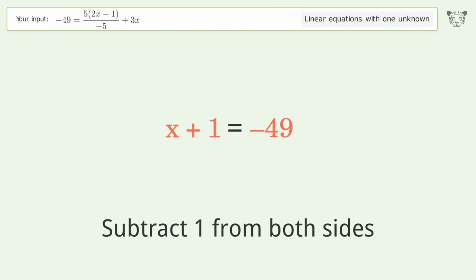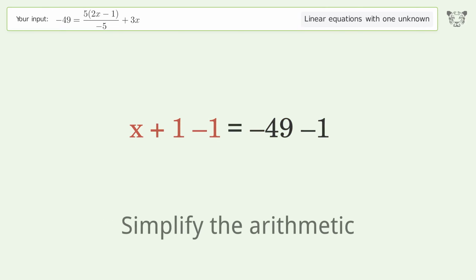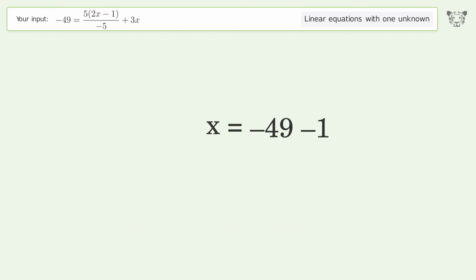Subtract 1 from both sides. Simplify the arithmetic. And so the final result is x equals -50.